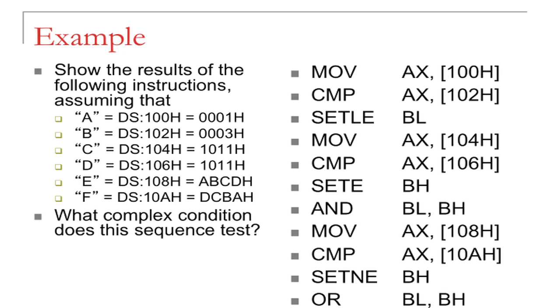All good? Okay, so let's move on to the fourth instruction. Move AX, [104]. That is to put the value of variable C into AX. And then we do a comparison, AX, [106]. So we know we're doing C minus D, and we're going to set E BH.